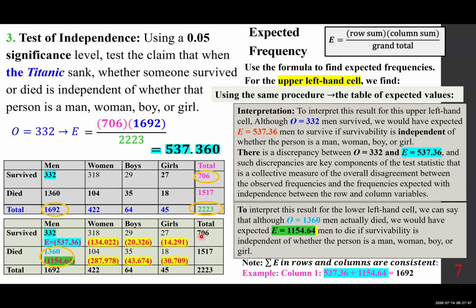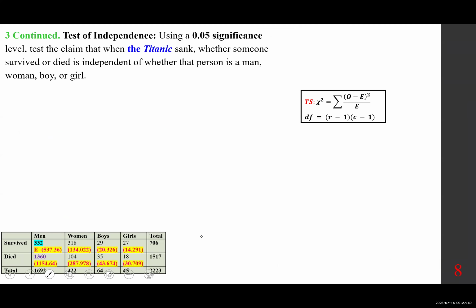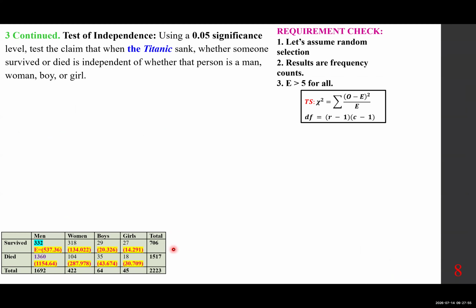All right, let's actually go to work. So this is what we have, and we're going to get started. Requirement: let's assume random selection. Results are frequency, and E is larger than 5. As you can see, the expected value for each cell is larger than 5. The smallest value is 14.291, so we are fine.